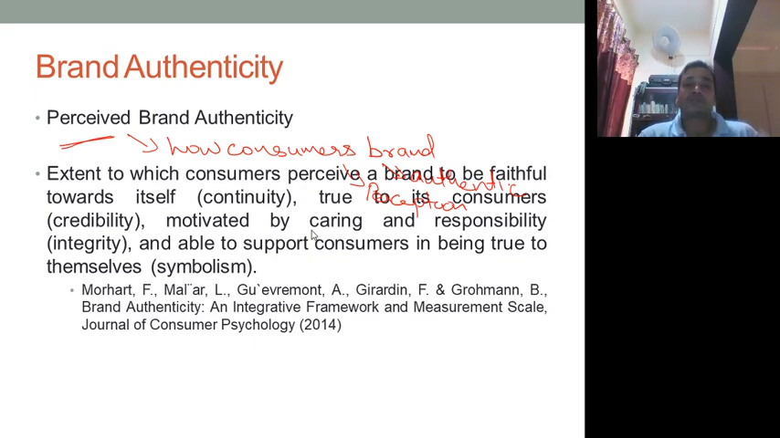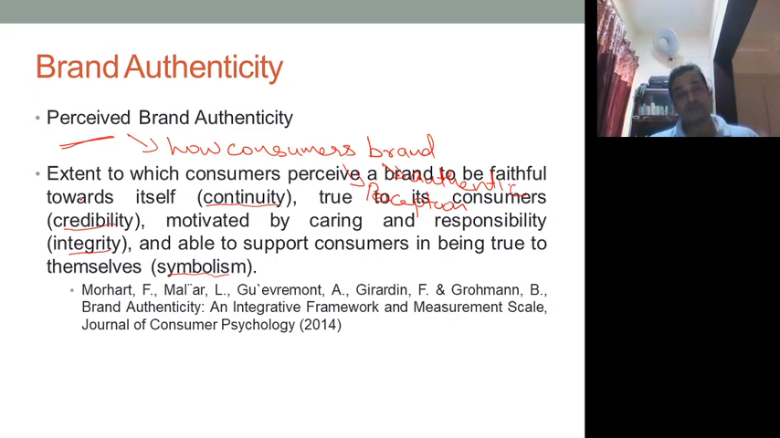The extent to which consumers perceive a brand to be faithful towards itself, true to its consumers, motivated by caring and responsibility, and able to support consumers in being true to themselves. So, there are certain important elements in this definition which we call dimensions. If you look at the elements of brand authenticity, one is of course continuity, second is credibility, third is integrity, and fourth is symbolism. So when a brand has all these elements, consumers perceive this brand as authentic.